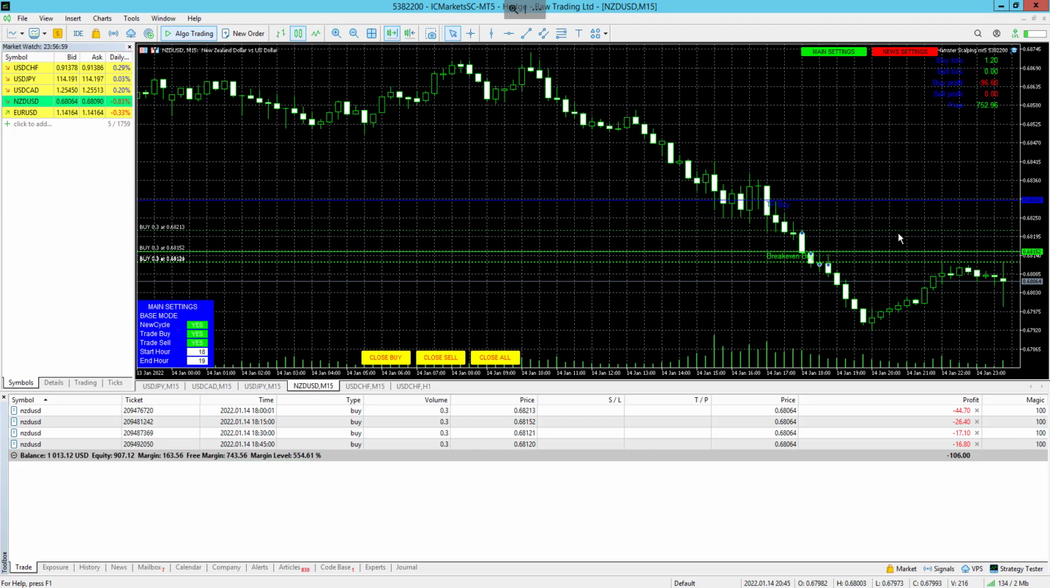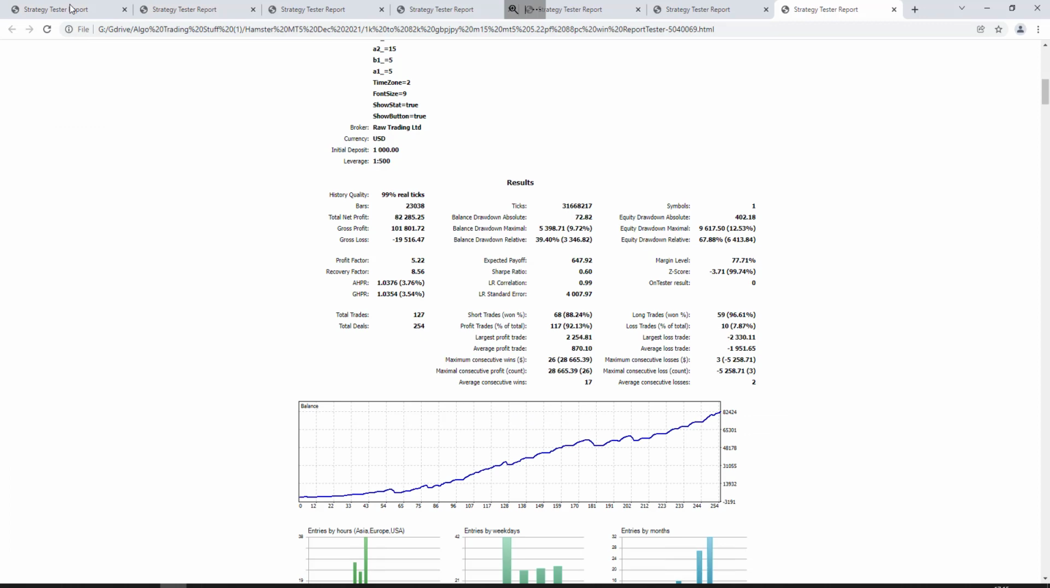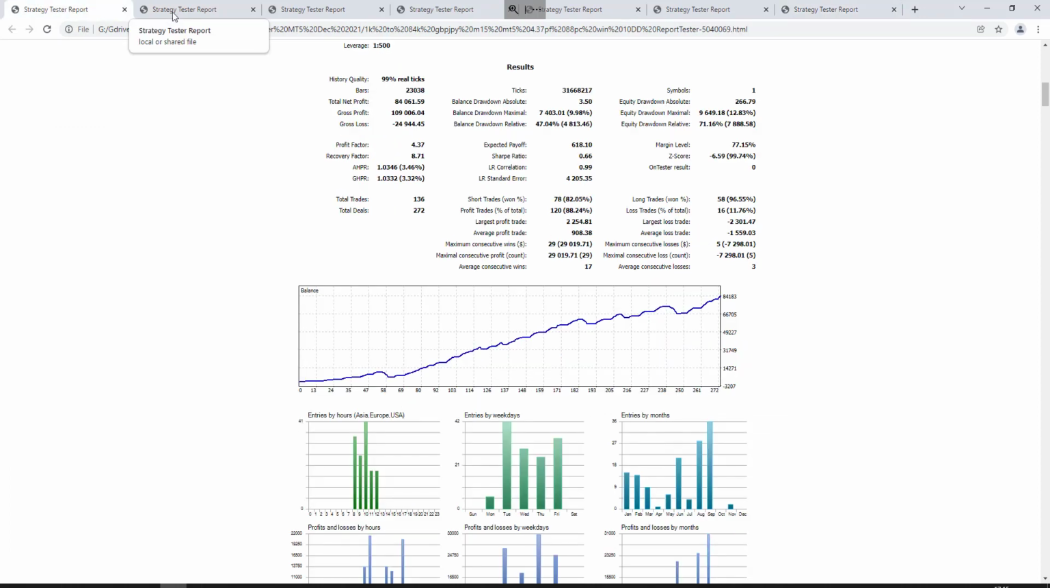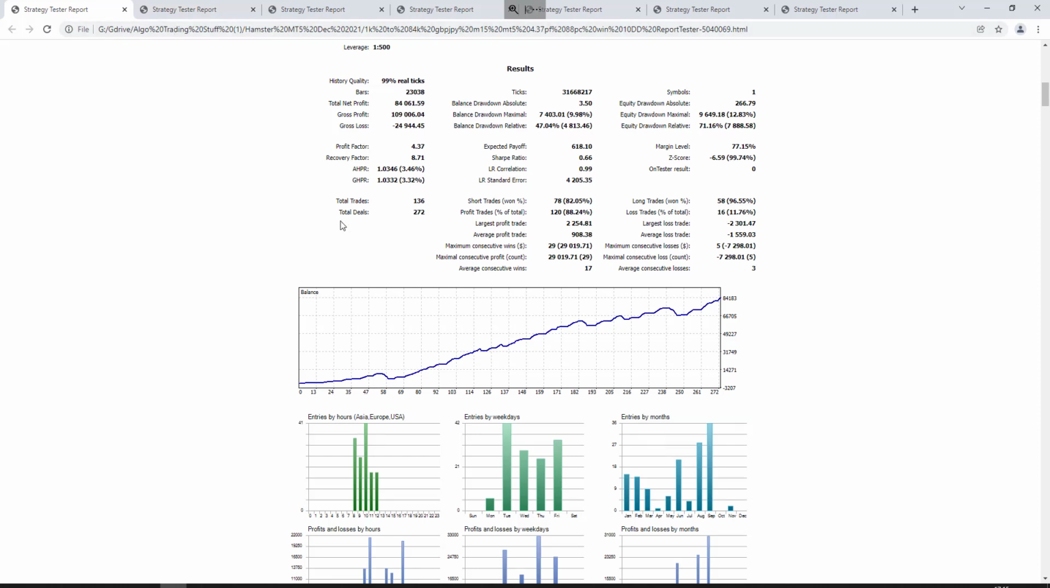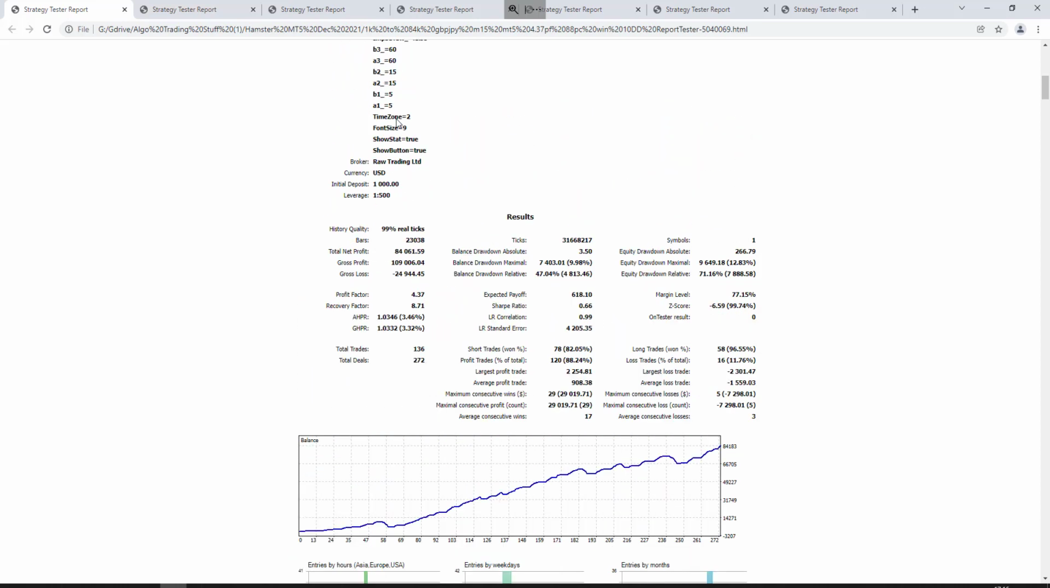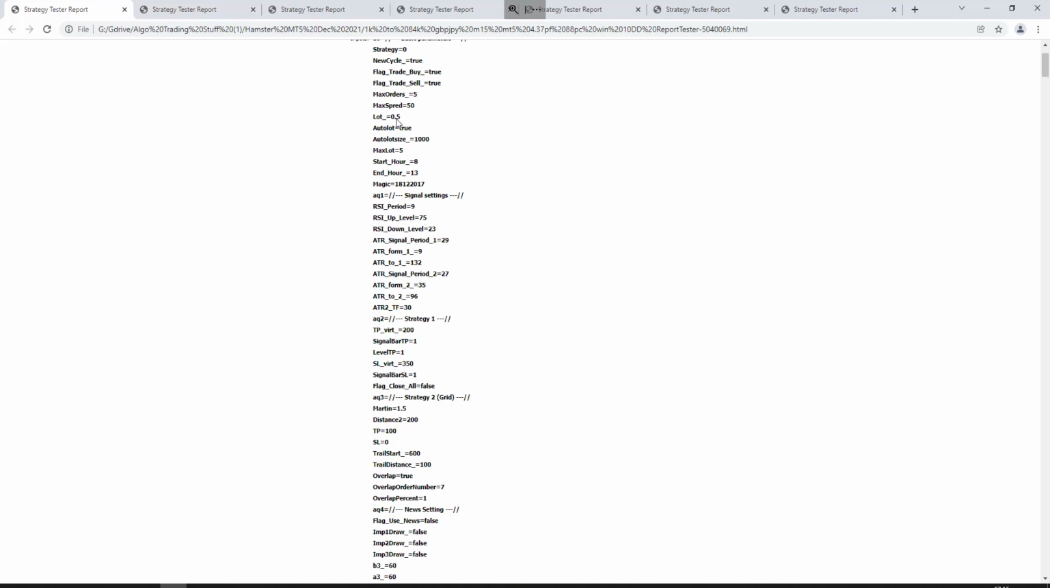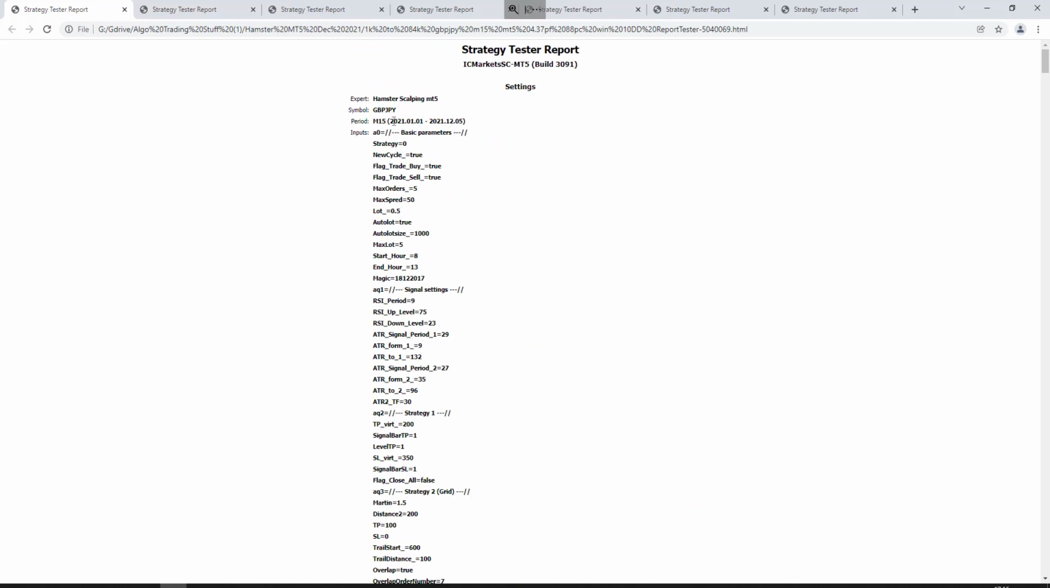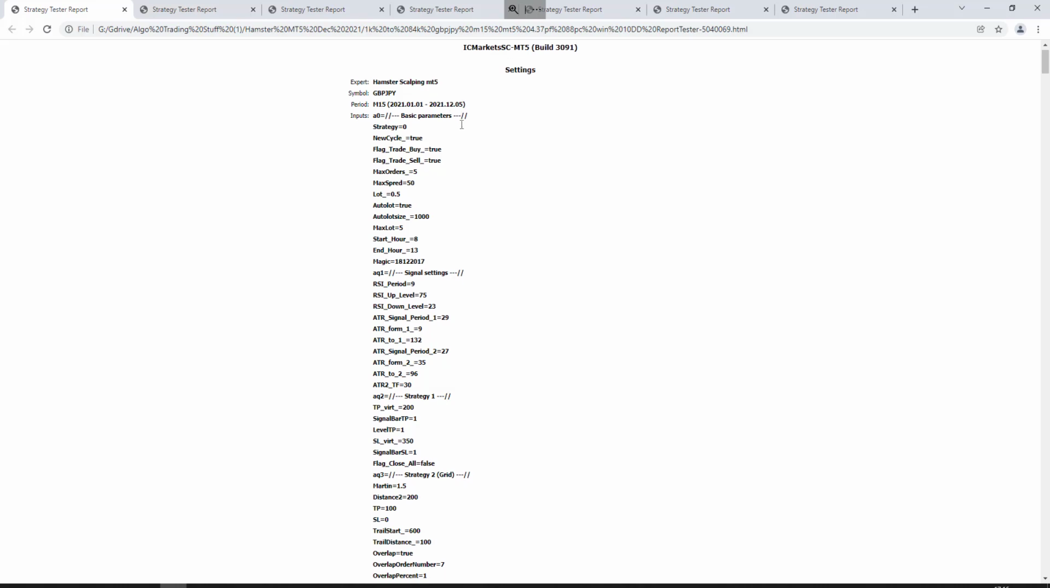I also want to talk about some of the new optimizations which are made for pound yen. So here we are. These are some of the pound yen optimizations. I'm looking at mostly profit factor, obviously high quality, always 99% real ticks. All of these have started the same, just for the year, 1st of January 2001 to December 2021.